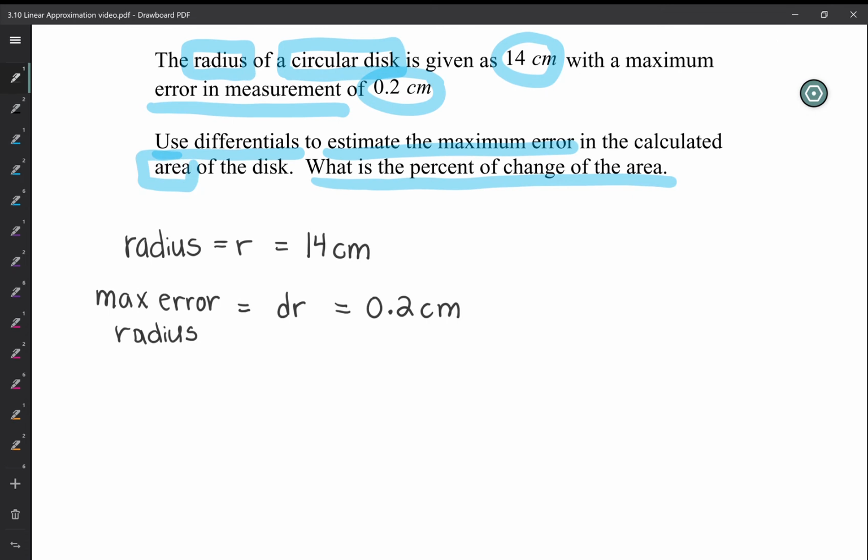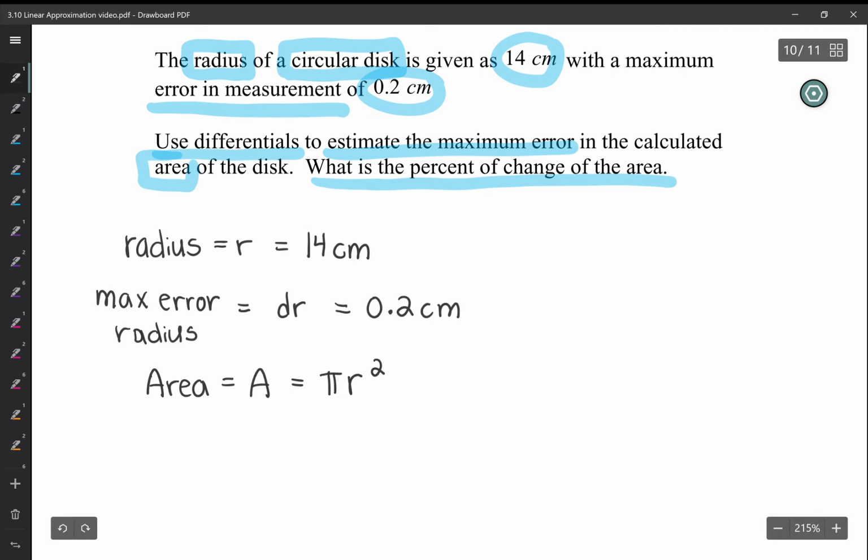We want to find the error for the area. We know that area is often called A, and that the formula for the area of a circle is equal to pi r squared. We're trying to find the maximum error of the area, which will be equal to dA, but we're not quite sure what that is.